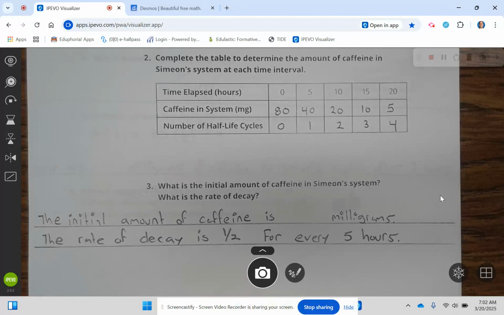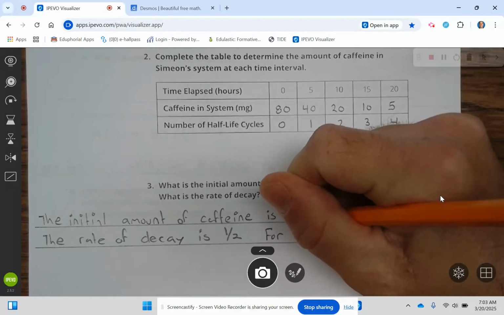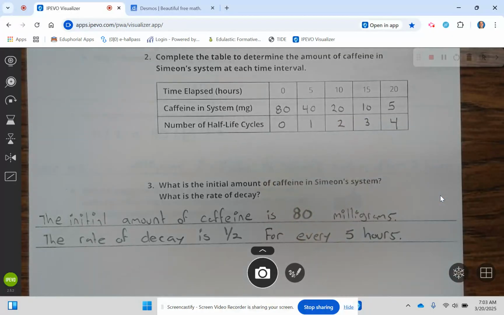2. Complete the table to determine the amount of caffeine in Simone's system at each time interval. 3. What is the initial amount of caffeine in Simone's system? What is the rate of decay? The initial amount of caffeine is 80 milligrams. The rate of decay is 1/2 for every 5 hours.